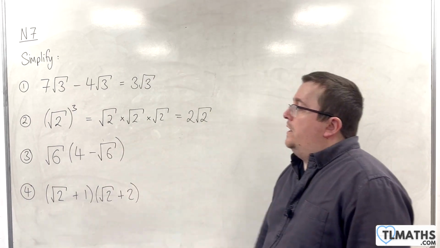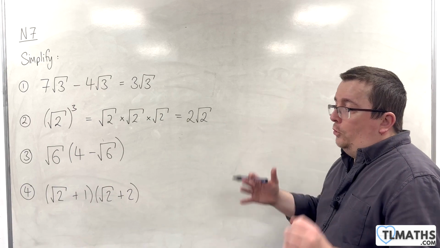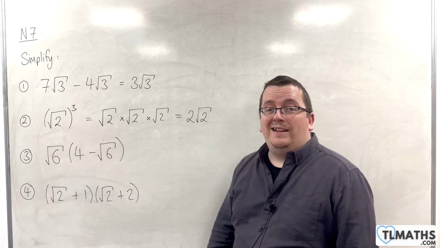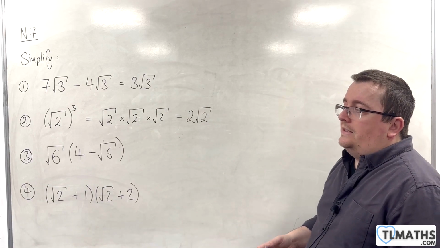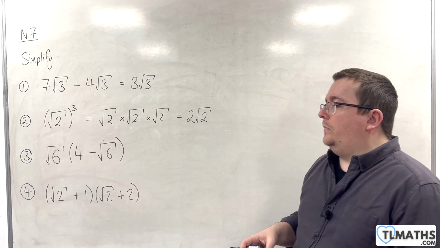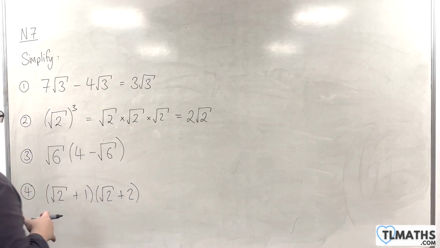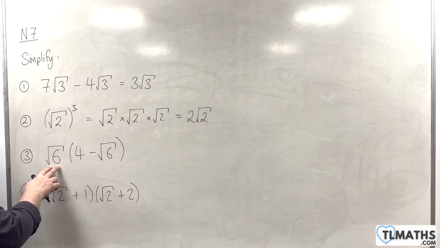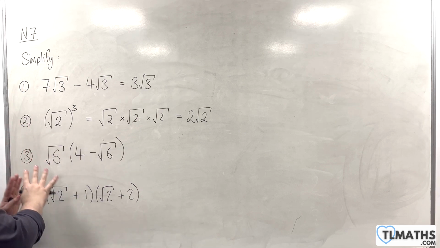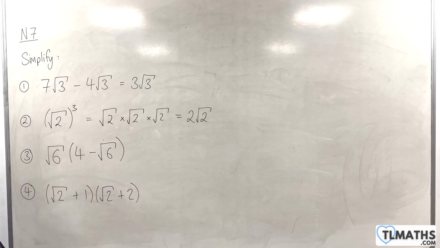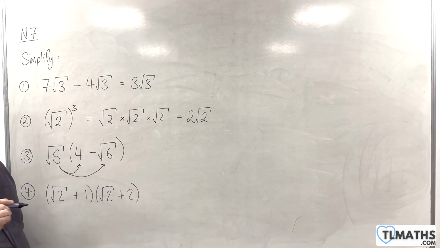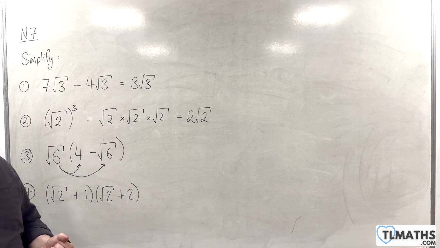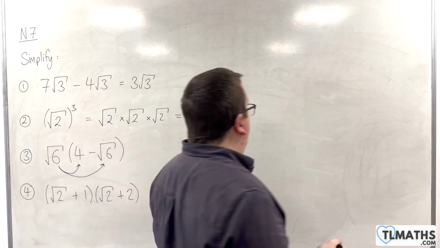Okay, number 3, root 6 times 4 take away root 6. So this is really expanding a single bracket. And we'll see more examples of this when we get to the algebra chapter. Okay, so essentially what you want to do is make sure that the root 6, which is on the outside of the bracket, is multiplying by everything that is inside the bracket. So the root 6 is going to multiply with the 4, the root 6 is going to multiply with the minus root 6.